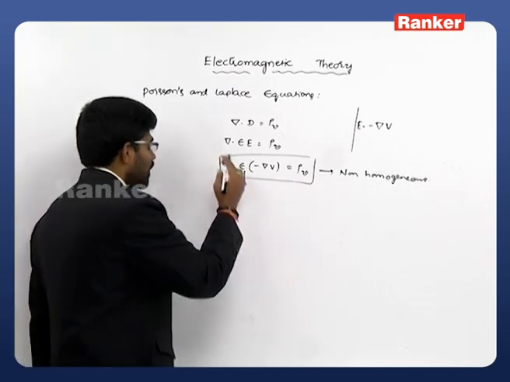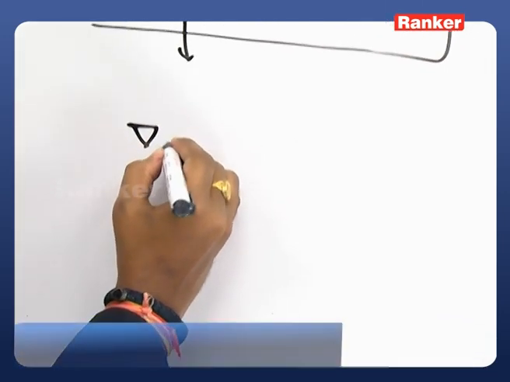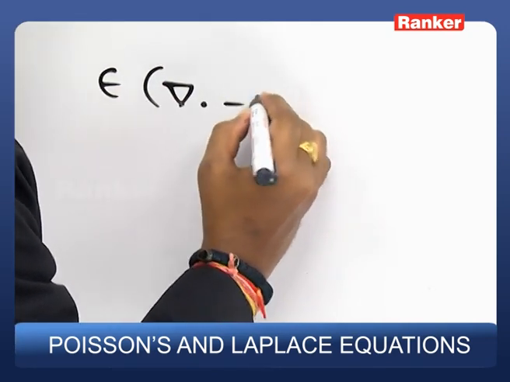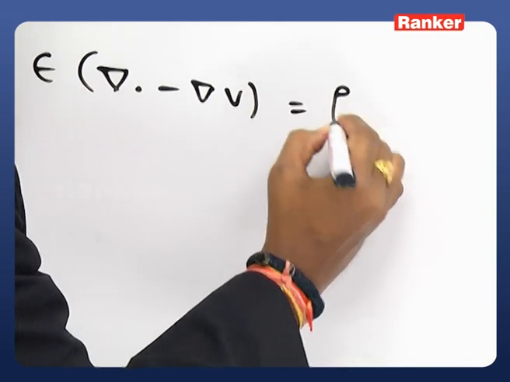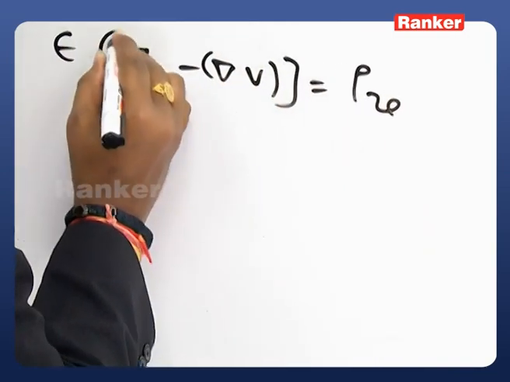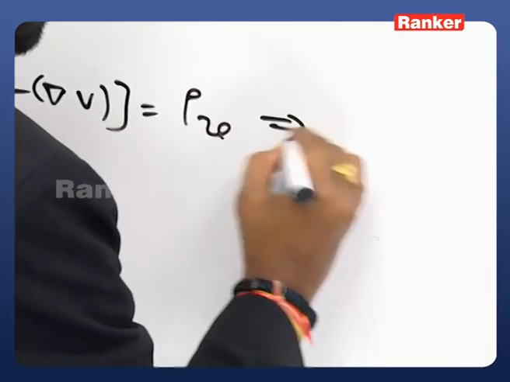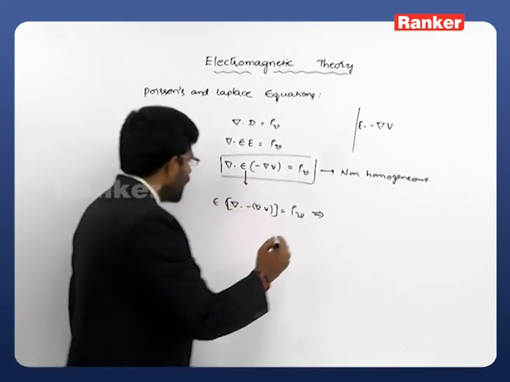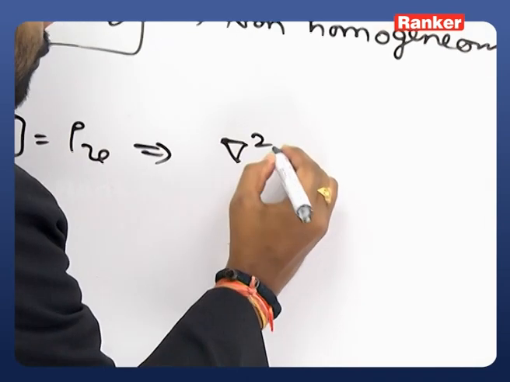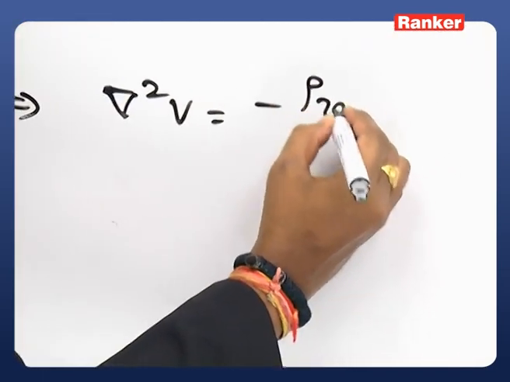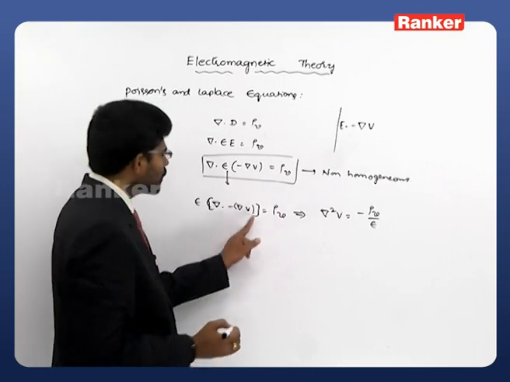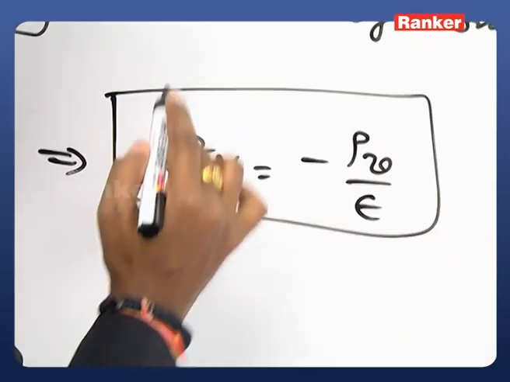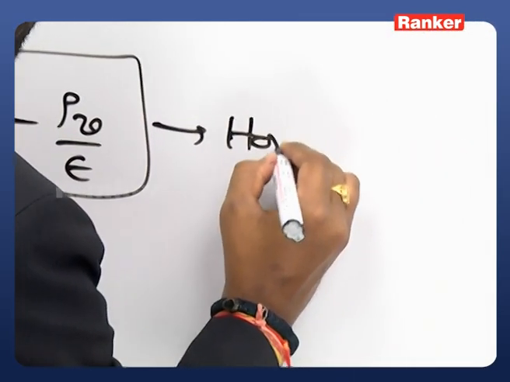For homogeneous medium, how can this equation be written? Del dot, and this epsilon can be taken out, del dot minus gradient of V, which is equals to rho v, that is what we have here. And if you modify this one, del dot del is del square, right? So this is del square V is equals to, rewriting this one, minus rho v by epsilon. This equation is said to be the Poisson's equation for homogeneous medium.